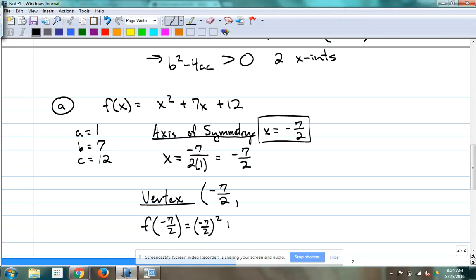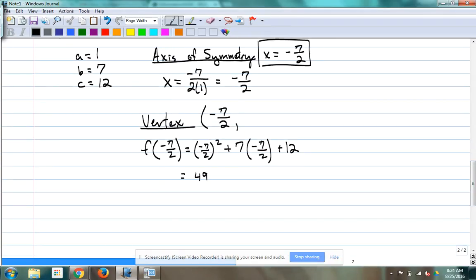Plugging that in. Again, I'm fine with using the calculator to do this. I'm not going to. 49 over 4 minus 49 over 2 plus 48 over 4. I'm just changing that to, so that's 98 over 4. So that'll be negative 1/4. All right. If you did that with the calculator, did you get negative 0.25?